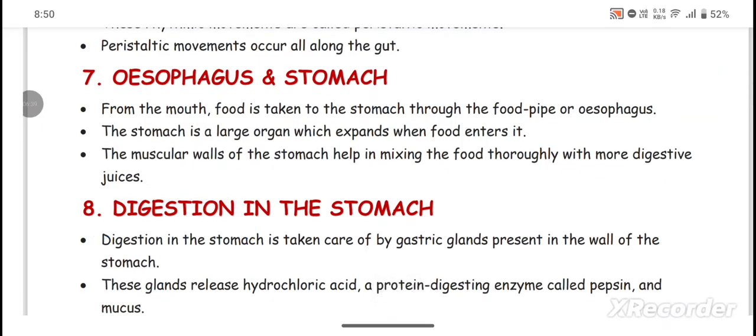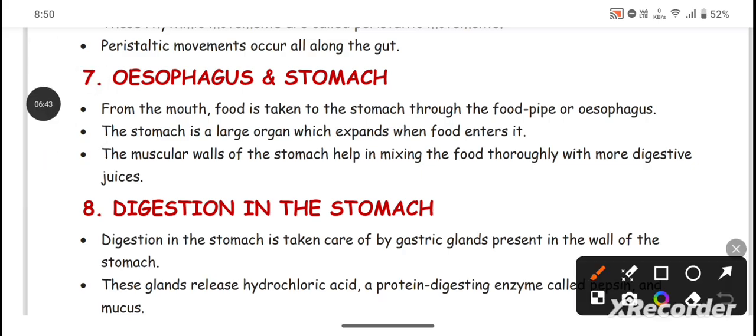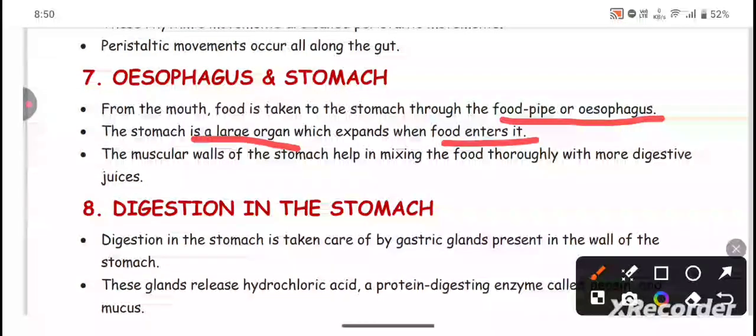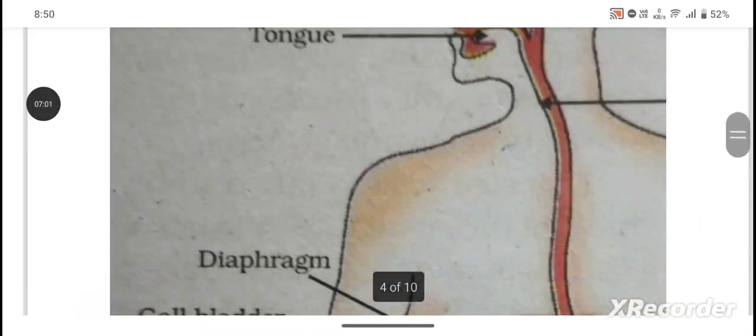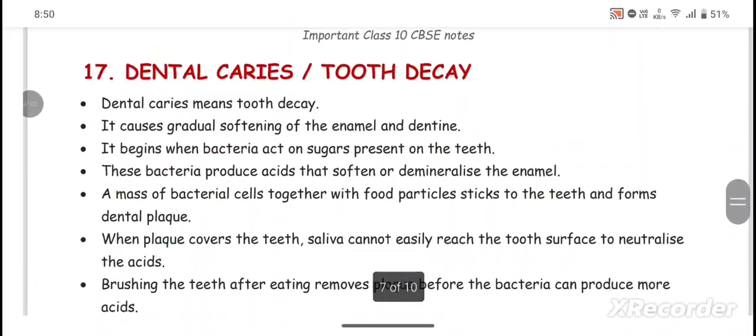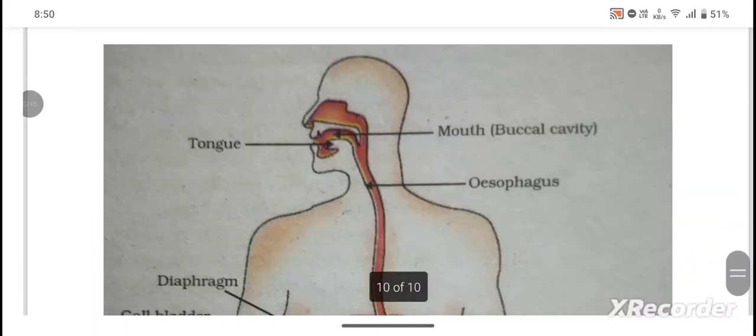So esophagus. From the mouth, food is taken into the stomach through a food pipe, or esophagus, and the stomach is a large organ which expands when food enters it. The muscular walls of the stomach help in mixing the food thoroughly with more digestive juices. Let's understand by seeing a diagram.